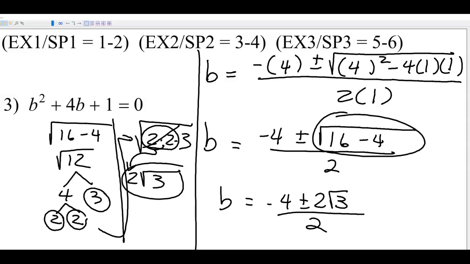Pay attention. Okay. Now, I'm not going to split this one apart into two problems. Why? Because I can't actually add the 4 to that 2 square root of 3, because you can't combine a square root with a non-square root anyway. So I'm not going to split this apart. But we are going to do something. And here's the something that we're going to do.